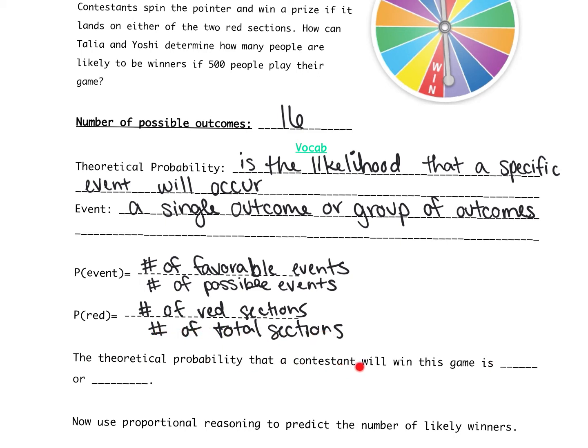The theoretical probability that a contestant will win this game is the number of red sections, which would be 2, over the number of total sections, which would be 16. Now, we always want to list our probability as the lowest simplified fraction. So 2 can be divided by 2 and 16 can be divided by 2. So that would be 1 over 8. So you have a 1/8 probability.